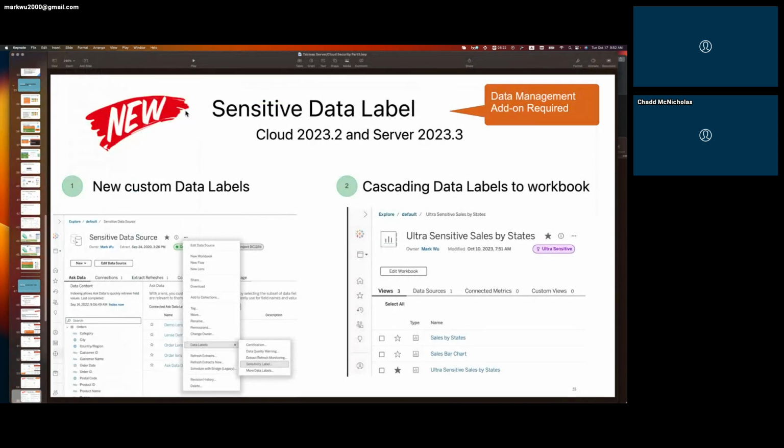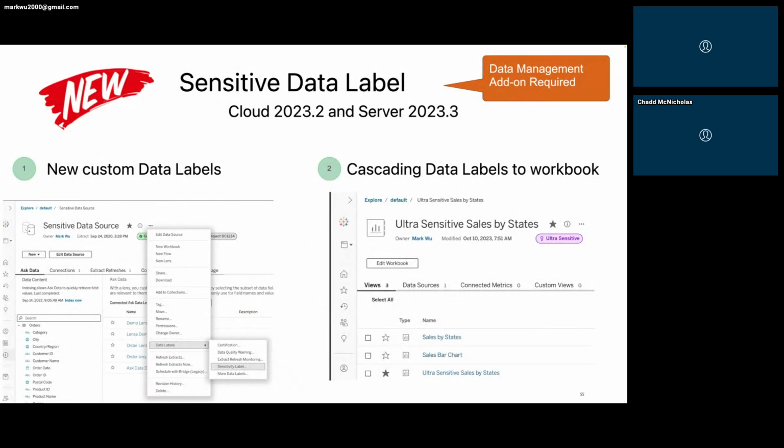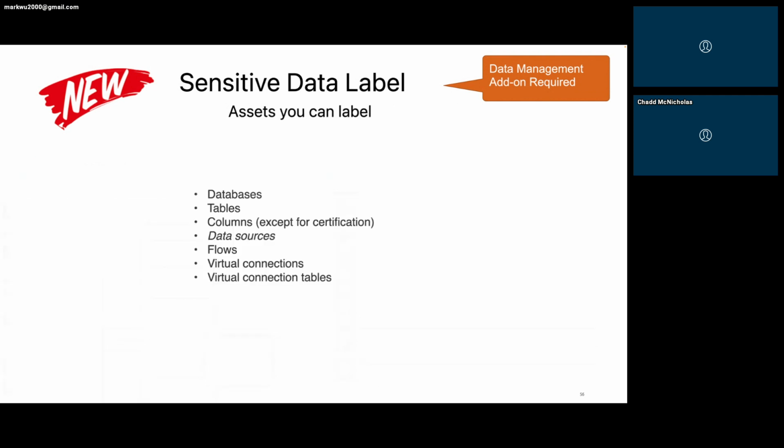Going back, mainly two key features. One is you can customize data labels. Only admins can customize; mainly it is predefined. Once it's predefined on the server on the site, it can be leveraged by the account owner. The out-of-box data labels can be cascaded to the workbook level. Assets that can be labeled: database tables, those are external assets, columns, data sources, flows, and virtual connections.